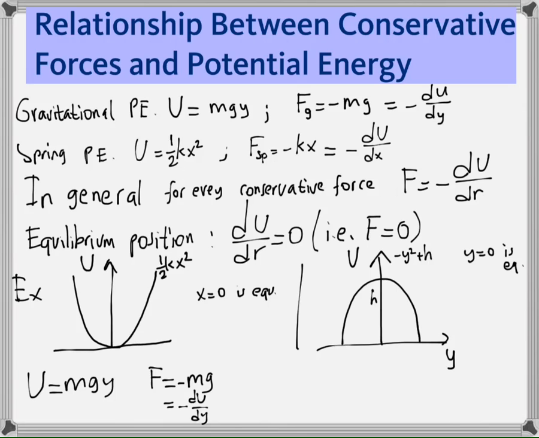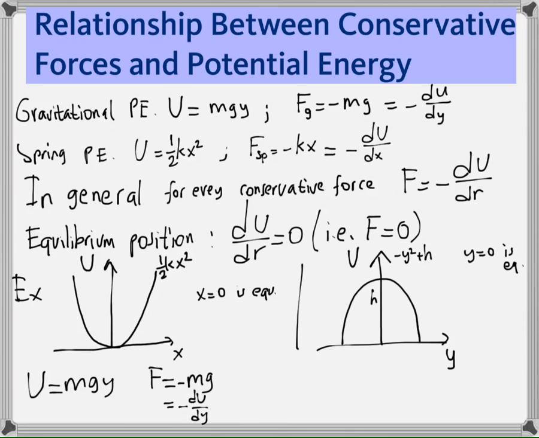If you are given a potential function, you can always find the force on the object. So, for example, the first graph shows you the potential energy of a spring, 1/2 kx squared. If you draw the graph with respect to position, it is just a parabola. The minimum point passes through the origin, and this is the potential function. And from this potential function, you can easily find the force graph, right?